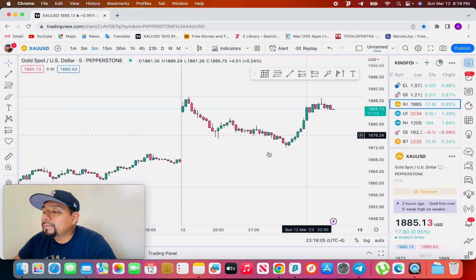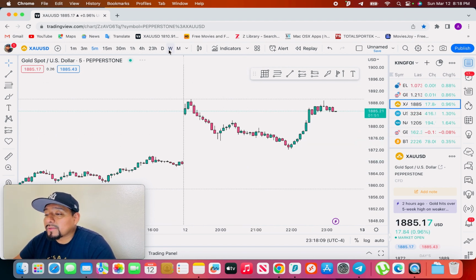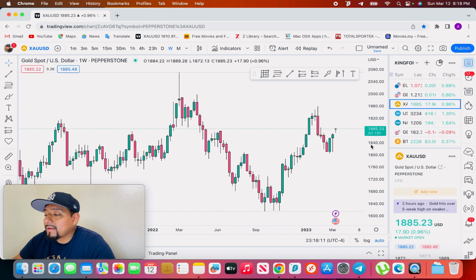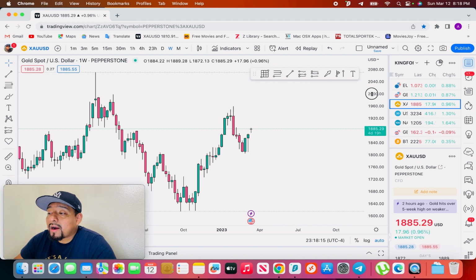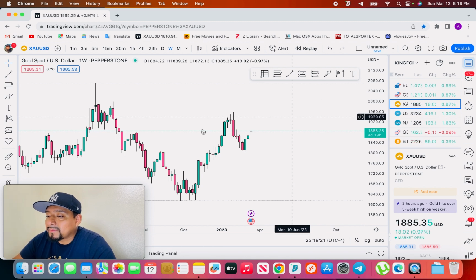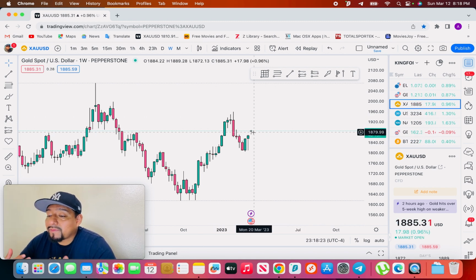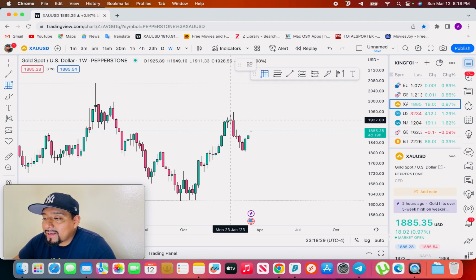So what I usually do is I go to the weekly. Let's set this up. This is how I mark my charts. This is how I execute my plans. This is how I plan my entries. So I'm going to teach you a little bit of what I do, what's my process. Off the back, we're in the weekly.